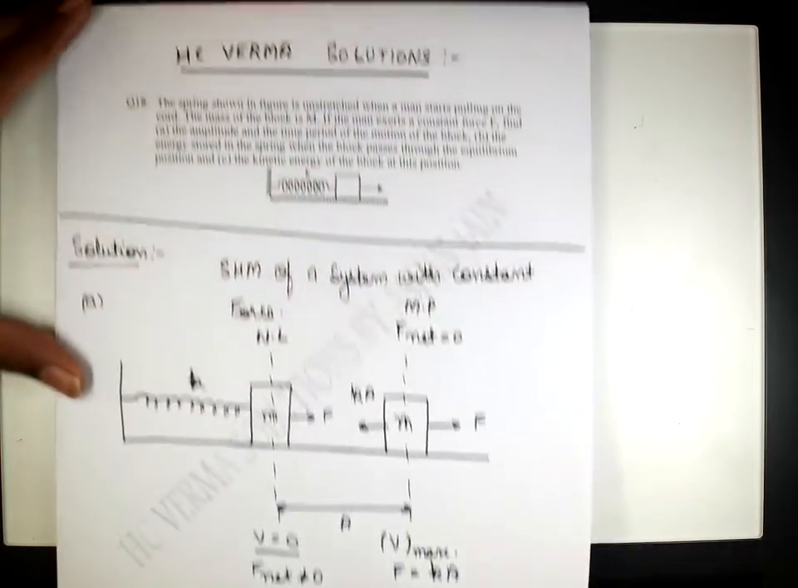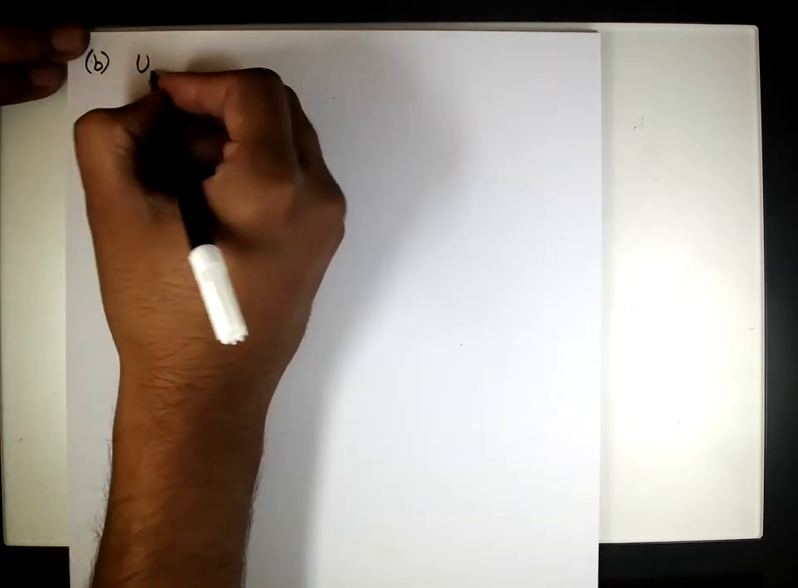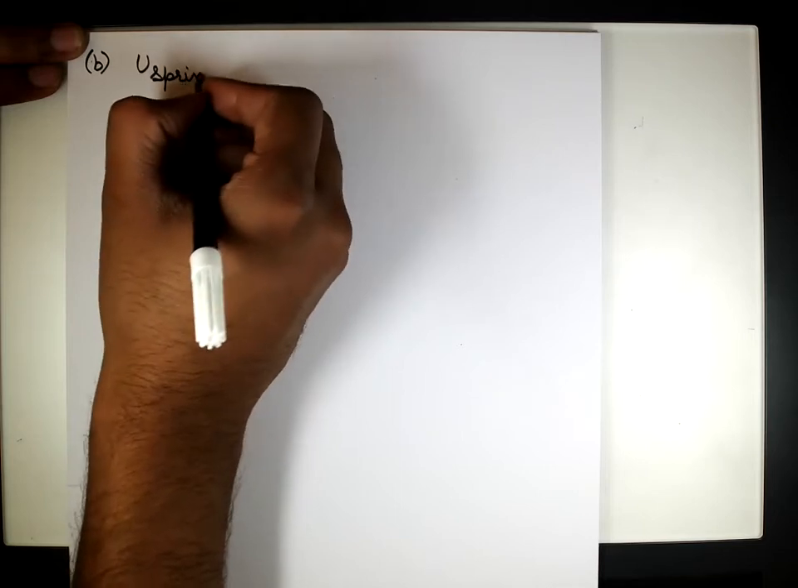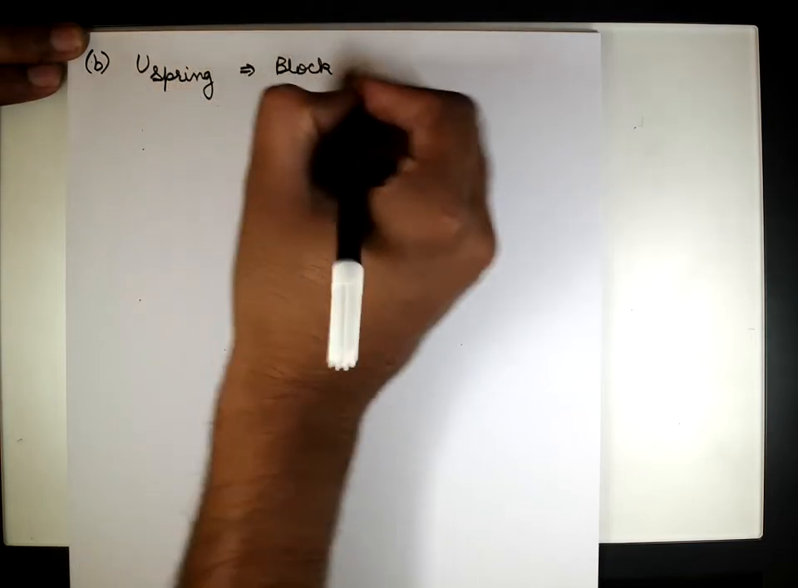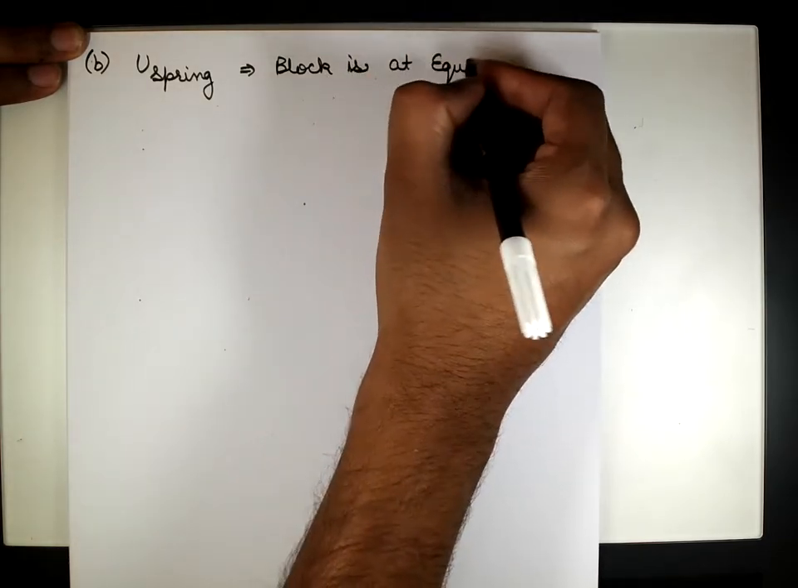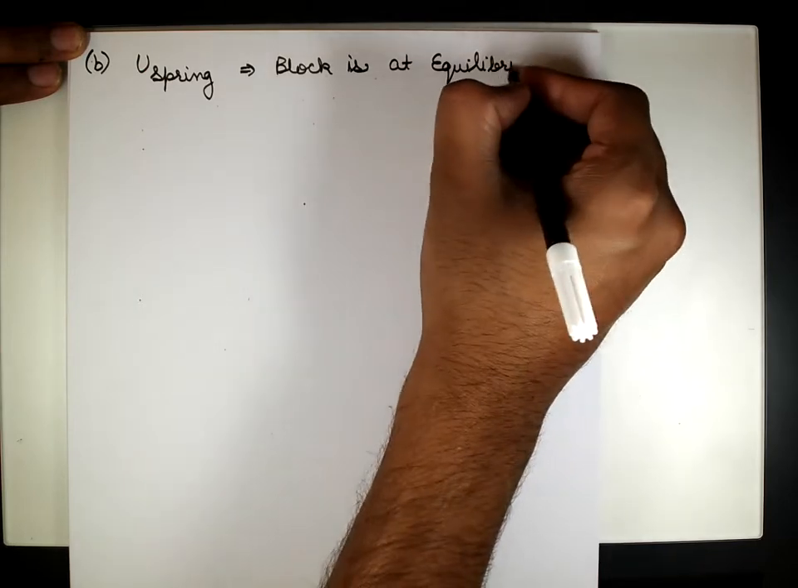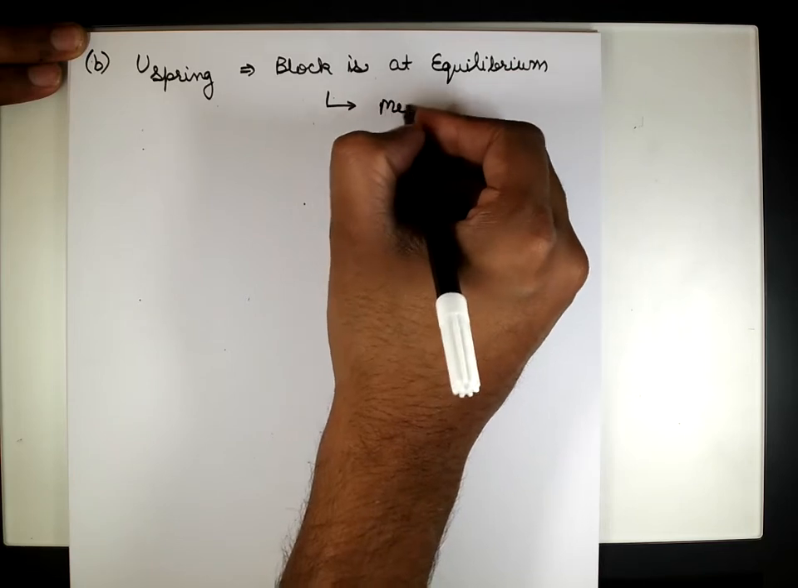In the second part, we need the energy stored in the spring when the block passes through its equilibrium position. U of spring is required in the second part when the block is at equilibrium, and the state where the system is in equilibrium is termed as mean position.